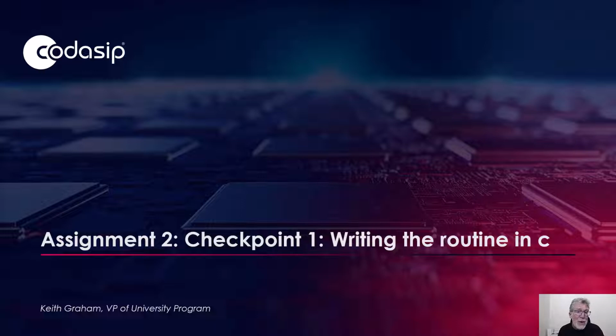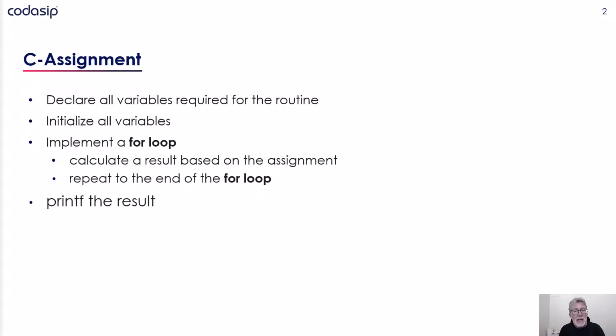I would like to review Assignment 2, Checkpoint 1. Now, in this checkpoint, you're going to be writing a very simple C program. We're going to declare some variables, initialize them, do a for loop to create a result, and then you're going to actually print them to the console window using a printf routine or function call.